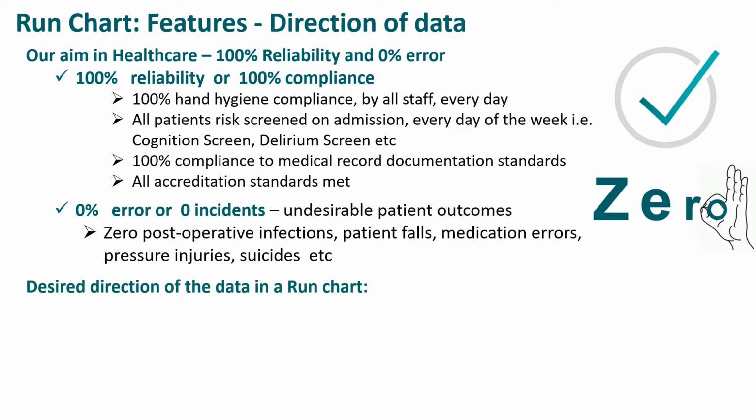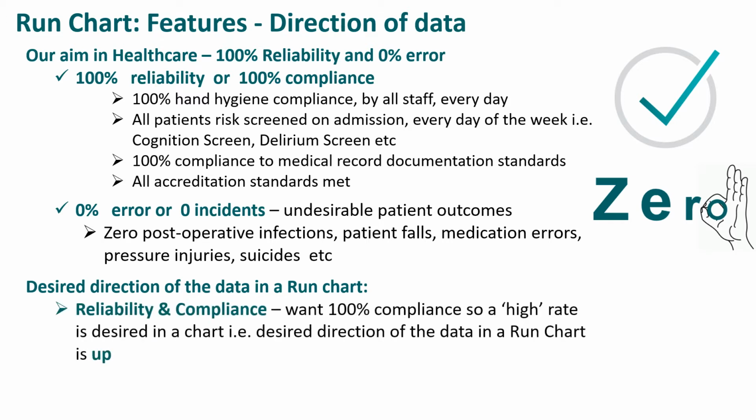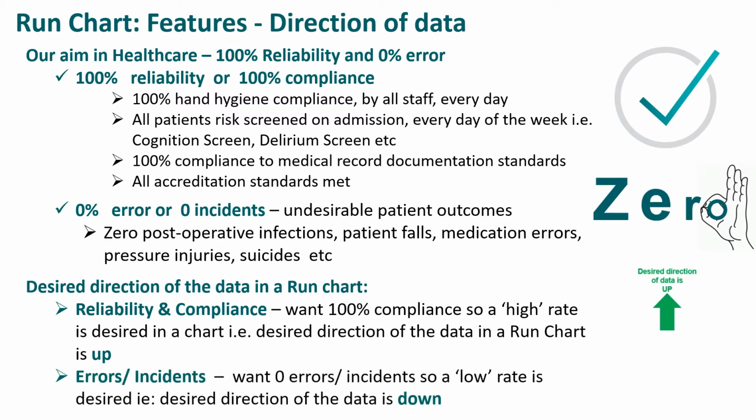So 100% reliability and 0% error is important when you're determining the desired direction of the data in your run chart. For reliability and compliance, we want 100% compliance, so we'd like to see a high rate in the run chart. In other words, the desired direction of the chart is going up. And for errors and incidents, we want 0 errors and 0 incidents, so a low rate is desirable. So the desired direction of the data is actually down in the run chart.